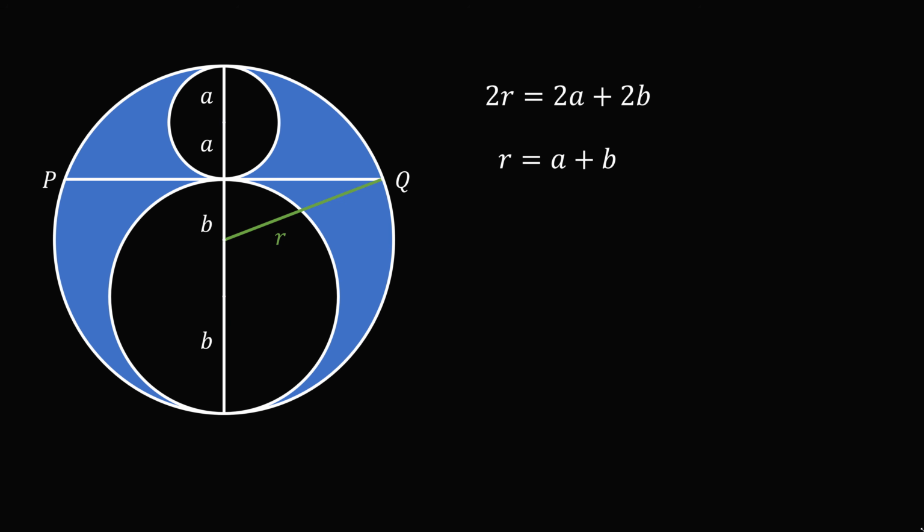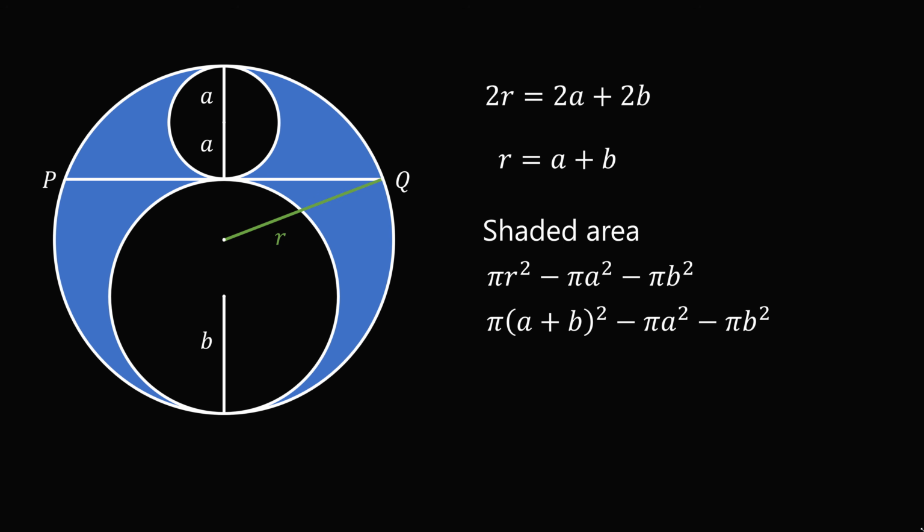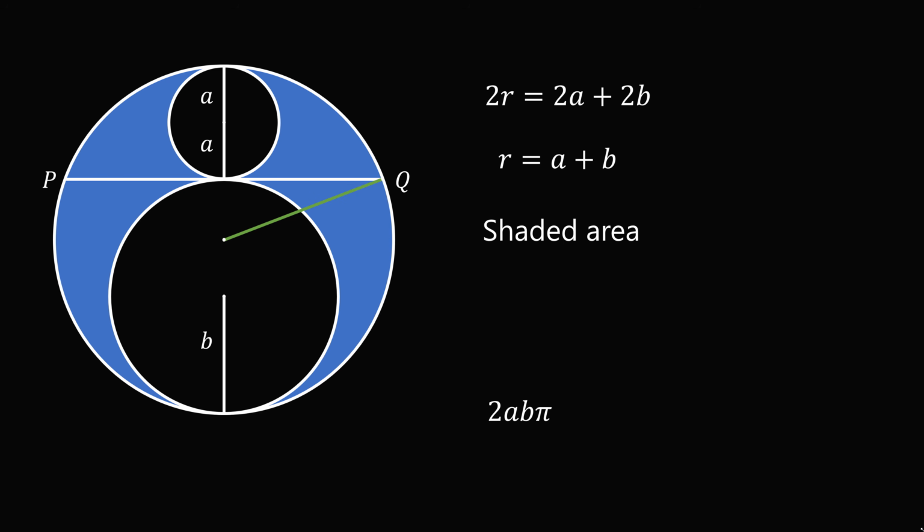Now we want to calculate the shaded area. This will be the area of the large circle minus the areas of the small circles. So it will be pi r squared minus pi a squared minus pi b squared. But we know that r is equal to a plus b, so we can substitute in. Then we can expand out this binomial. Now we can do some cancellation. We can cancel out pi a squared and pi b squared, leaving the shaded area is equal to 2ab pi. So this is our goal that we want to calculate, and we'll keep that in mind.